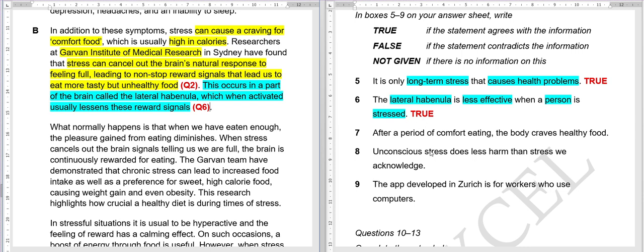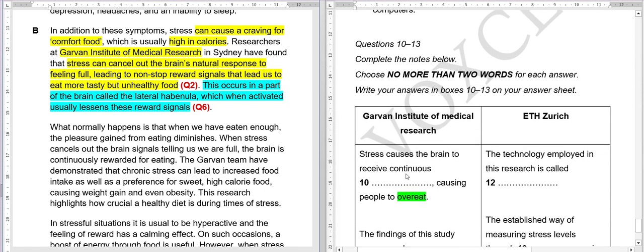Moving on to the next set of questions. I don't think so. Seventh will be there because this is the last sentence: after a period of comfort eating, the body craves healthy food. There is no mention of that. So let's read this particular question. Let me change the color first. Is there any mention of overeating in this particular paragraph? Yes. So this is basically craving of comfort food. And this is the mention of Garvan Medical Institute here.